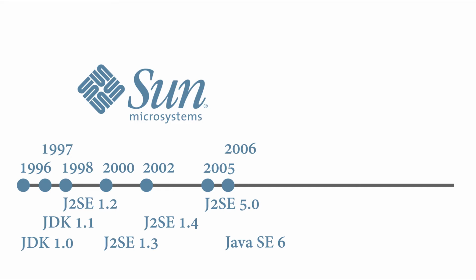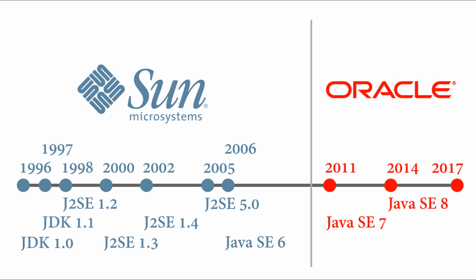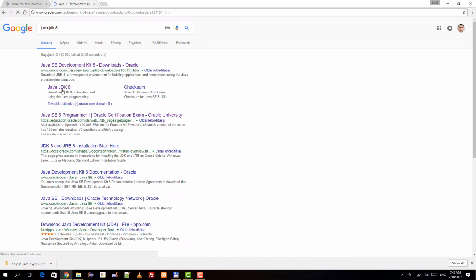Java is not just a programming language, but a complex platform. And it has been developed by Sun Microsystems. The initial release from 1996 was followed by 6 other major releases from Sun up until 2010, when Oracle, the company famous for its database technology, has acquired Sun Microsystems. So versions 7 and 8 came out under the Oracle umbrella. At the time of recording this video, Java 9 isn't out yet, so let's stick with the latest stable release.